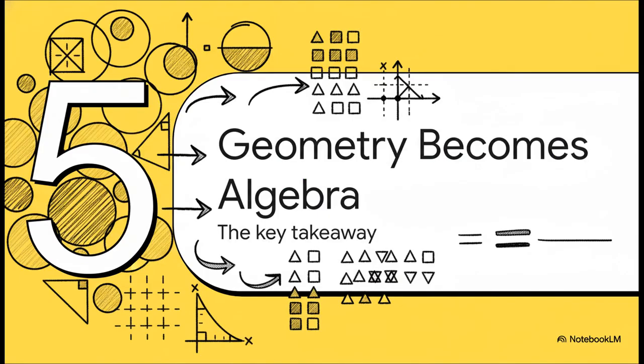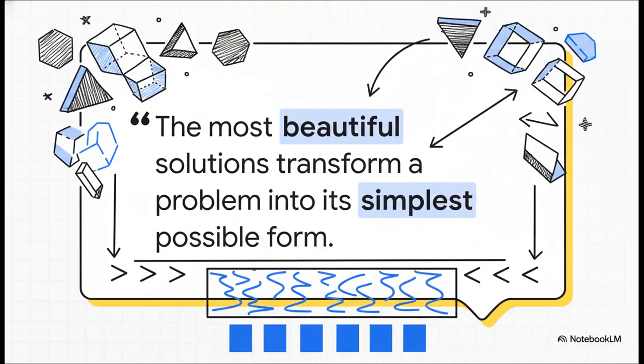So let's just take a step back and really appreciate what just happened here. The takeaway is beautiful. We started with what looked like a super messy geometry problem, right? Placing circles, checking for overlaps, and we ended up with a simple, elegant algebraic check. I mean, it's just a perfect example of how the most beautiful solutions often transform a problem into its simplest possible form. We took this complex geometric puzzle and boiled it down to a much, much simpler question.